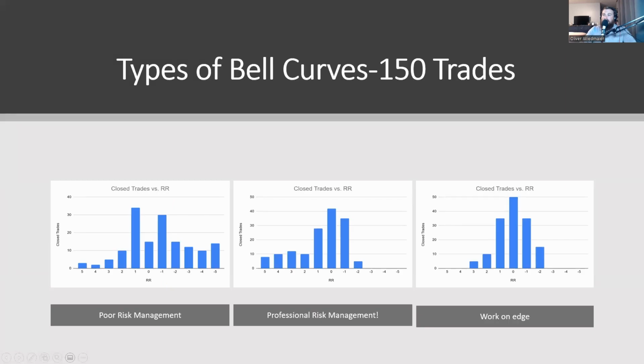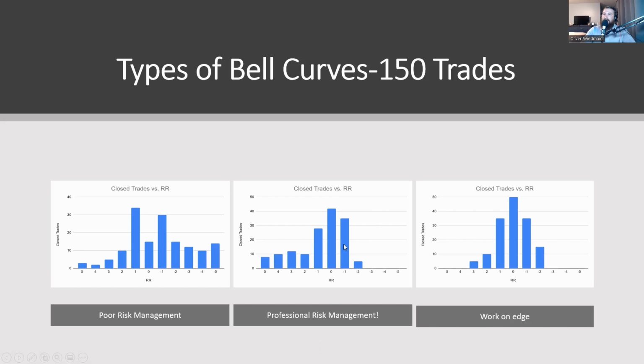So these are 3 examples of risk management on 150 trades. The one on the left is what your bell curve would look like with poor risk management. You can see that you have a lot of trades on the right side of the curve and not that many on the left side of the curve. That means that you have more negative trades than you do positive trades, which means you have poor risk management.